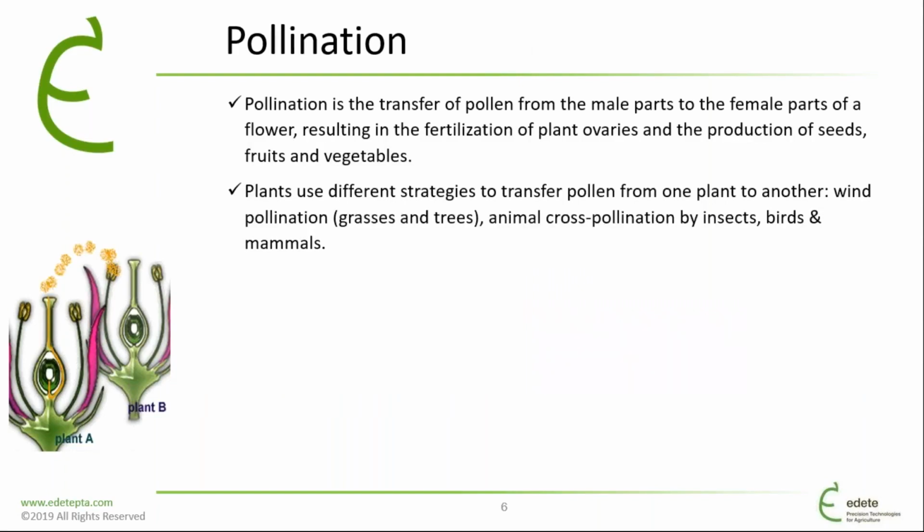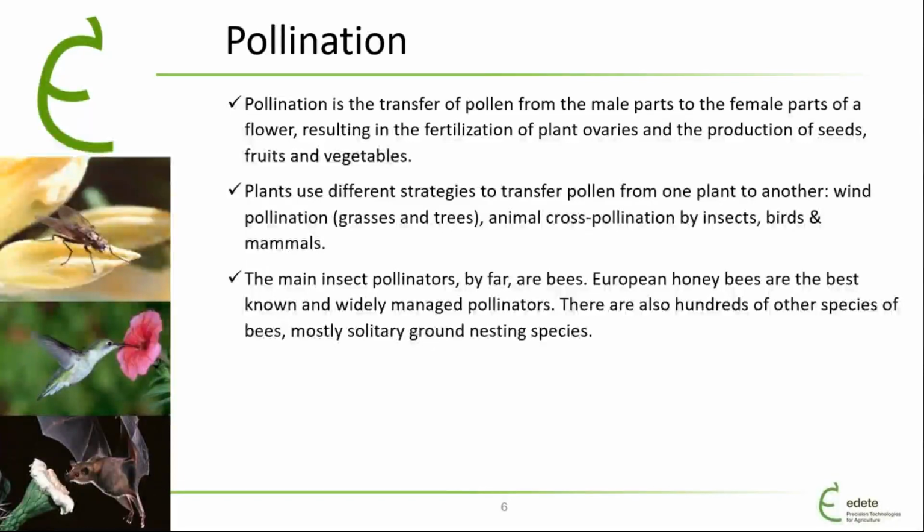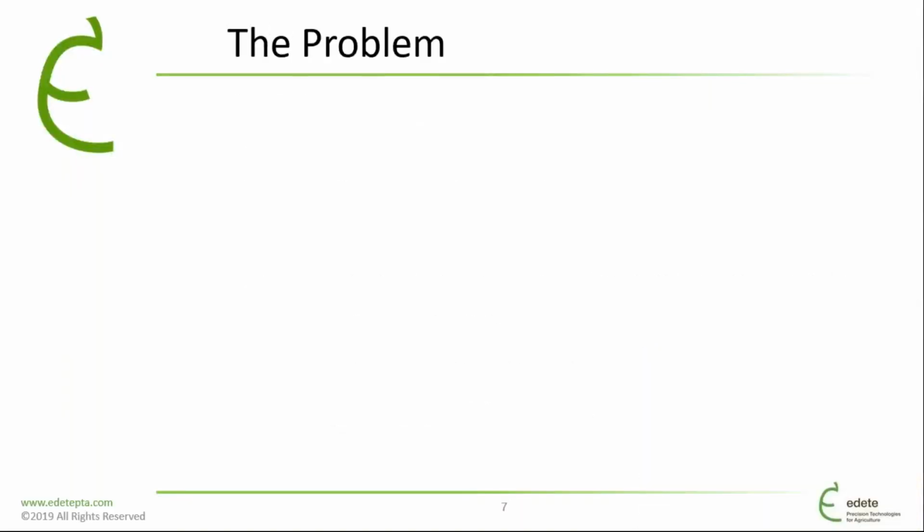Plants have developed different strategies to transfer pollen from one place to another. Wind pollination is used by cereal grasses and some trees. Animal pollination is mainly done by insects. The main agriculture pollinator by far is honeybees. So what is the problem?